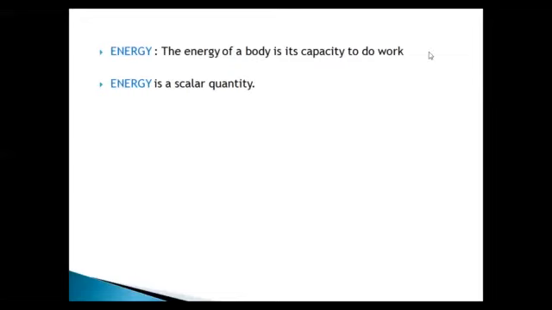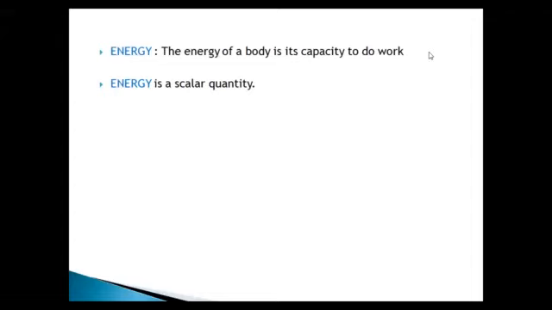Students, let us discuss our next concept, that is energy. So basically, what is energy? The one who is applying the force and making displacement is doing the work. For doing the work, to apply the force, we need something. That requirement is nothing but energy.